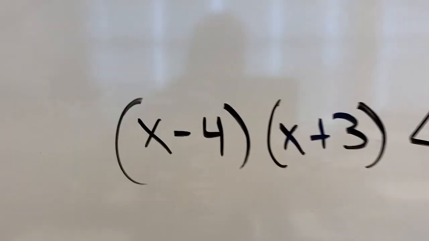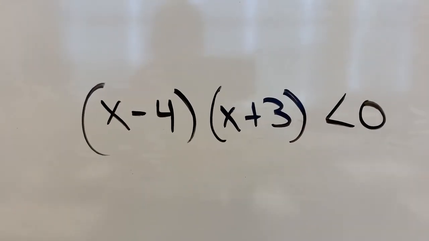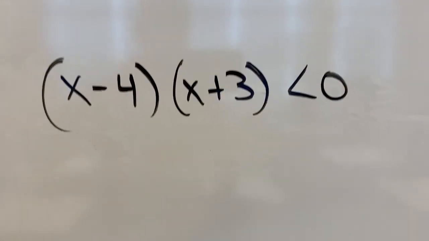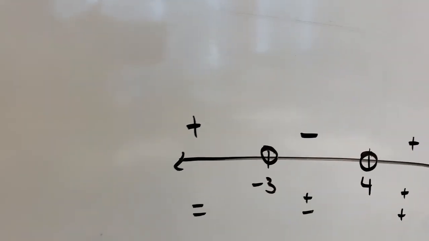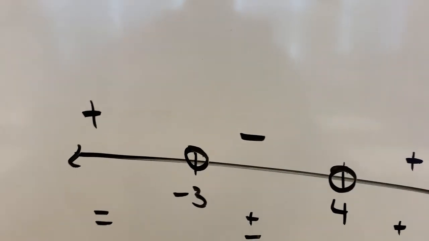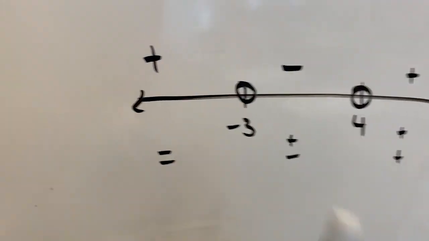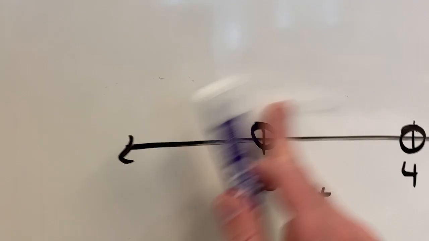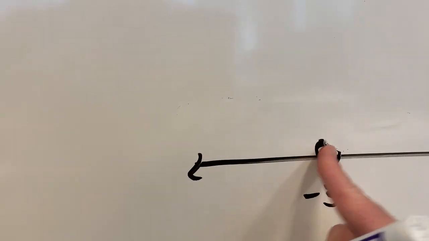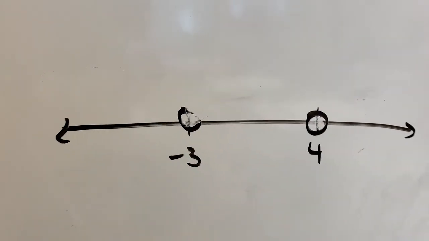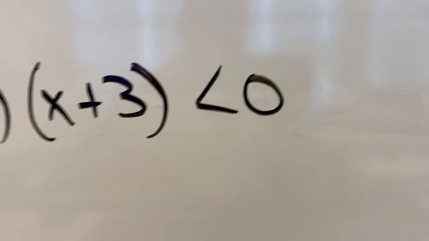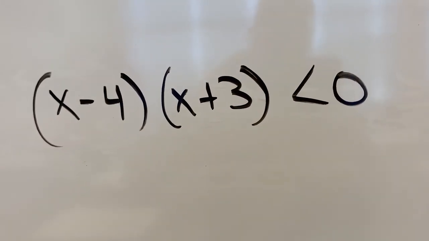The next thing I do is I say, okay, well, all I really need to do is test the regions to the left of negative 3, in between negative 3 and 4, and to the right of 4. I'm sorry I have all this writing on there, but let's just do that live instead. Get rid of that stuff. So I know that negative 3 and 4 are not part of the solution, because this did not have an equal to sign, so they would make this equal 0.